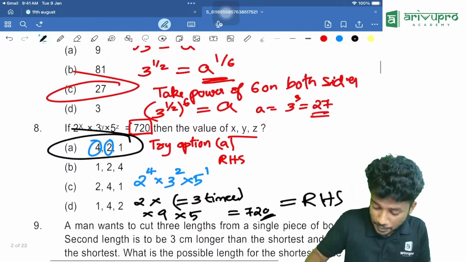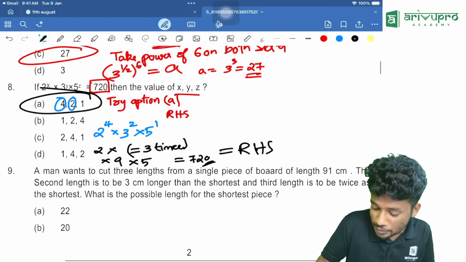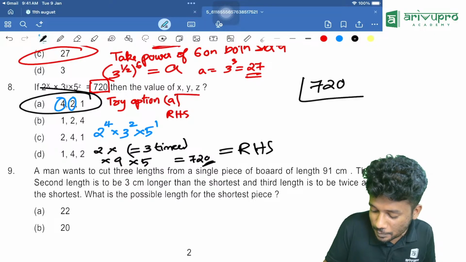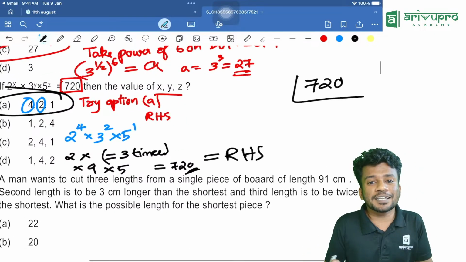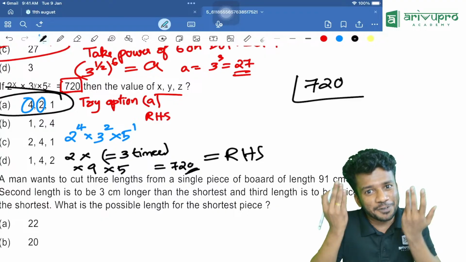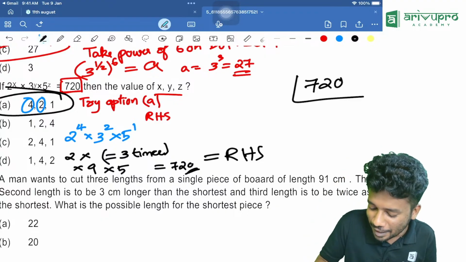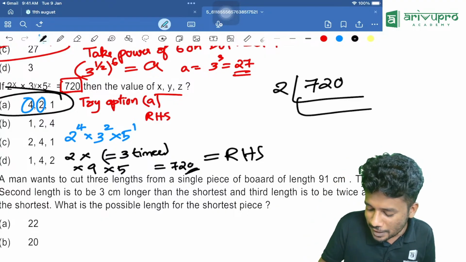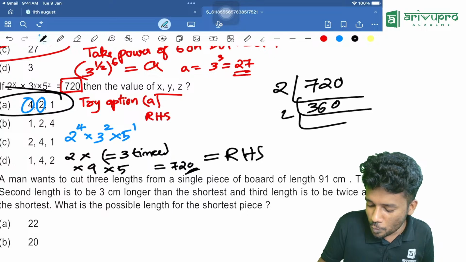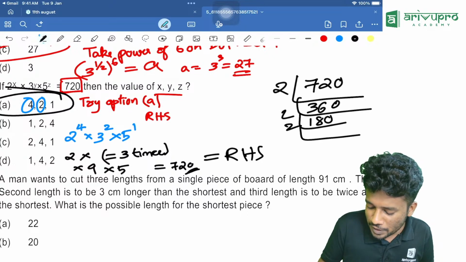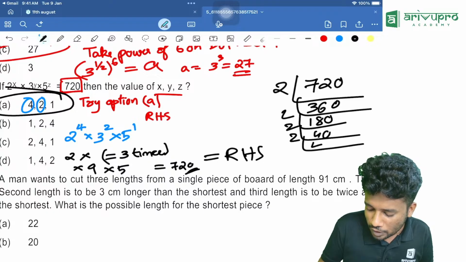Yes. LCM method. If you want to use the LCM method, that is also possible. Yes, one person is telling the LCM method. So if you don't know LCM, what to do? You will use option hitting. If you know LCM, you will do the LCM method. How to do the LCM method? 2 how many times? 360. Then 2, 180. Then 2, 90. Then again 2, 45.